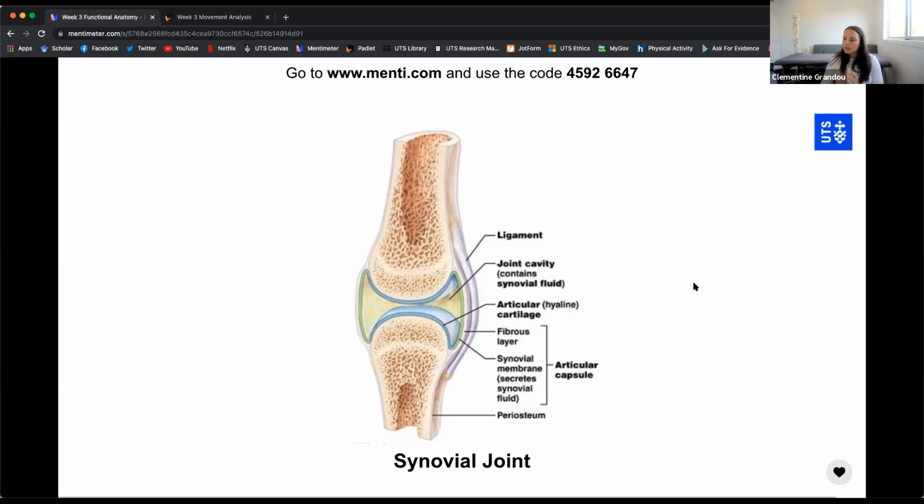And then the last one is the synovial membrane. So you should probably guess what the synovial membrane does because it is written on that picture. The function of it is to secrete the synovial fluid.